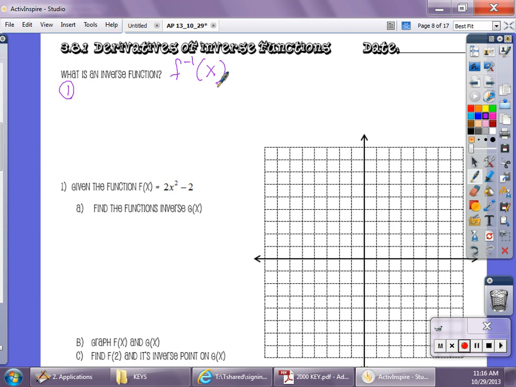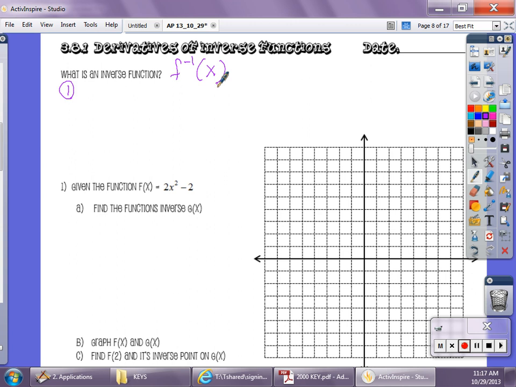1 over the function is not an inverse. That's that tricky thing we always talk about. What is 1 over the same as? What's the word? Reciprocal. Reciprocal and inverse are not the same thing at all. A reciprocal means flip the fraction. That is what 1 over is. So I'll show you what an inverse is.